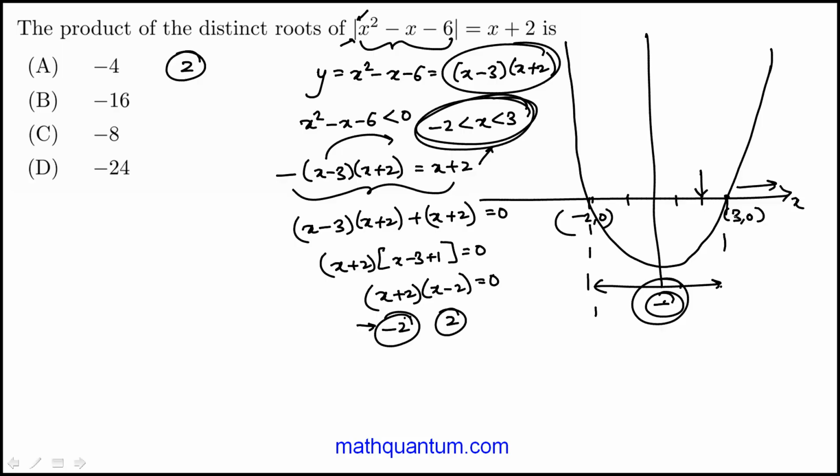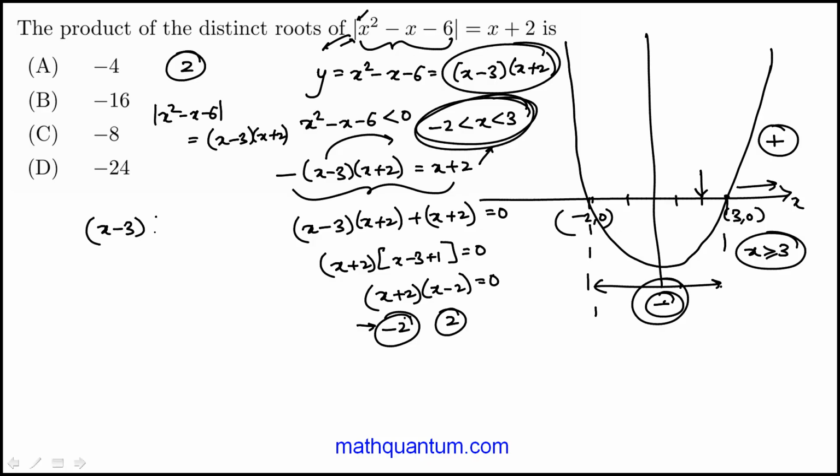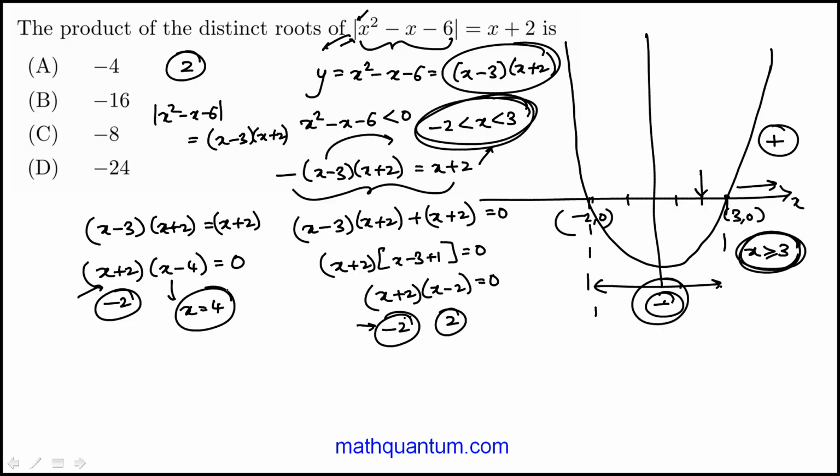The other condition is to the right of 3, so x is greater than or equal to 3, where again this expression would be positive, and simply removing the absolute value would just make it equal to that expression, x minus 3, x plus 2. So our equation in this case would be x minus 3, x plus 2 equal to x plus 2. And again, I'll subtract and factor. So that would become x minus 4. And here, again, this is minus 2, which doesn't satisfy our condition. So the only solution is x equal to 4, which does indeed satisfy that condition. So that's my second solution.